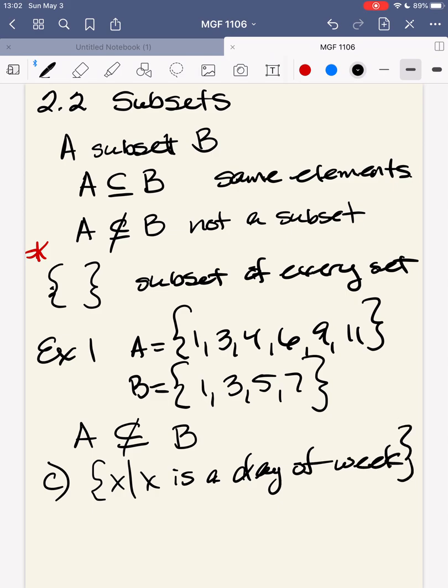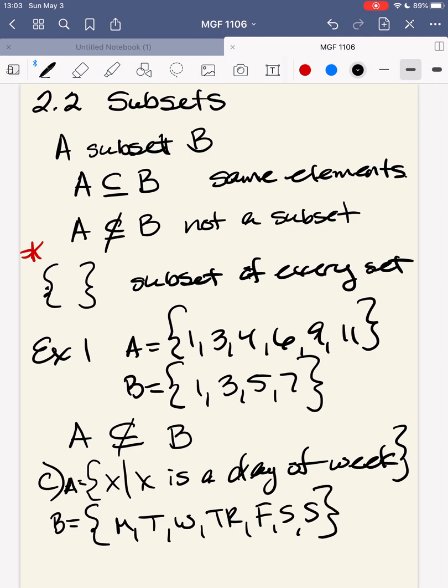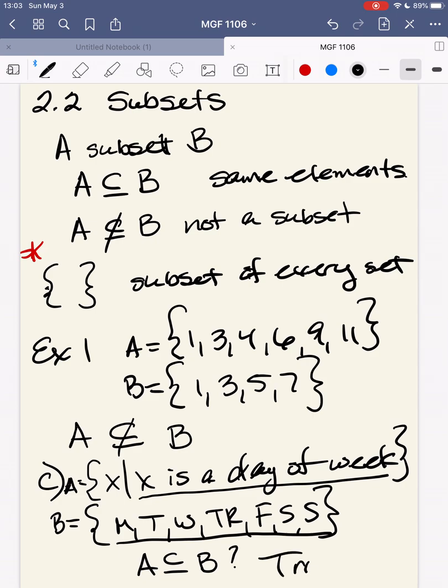And set B, this is set A, set B is a list of the days of the week. So Monday, Tuesday, Wednesday, Thursday, Friday, Saturday, Sunday. And I want to know, is A a subset of B? And actually, yes, it is. Every day of the week is included in here. So A is a subset of B.